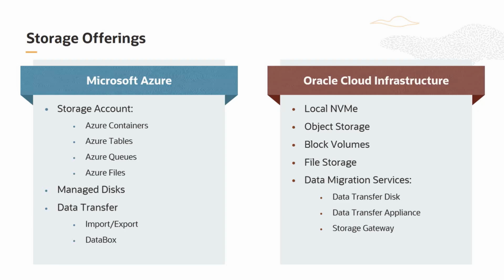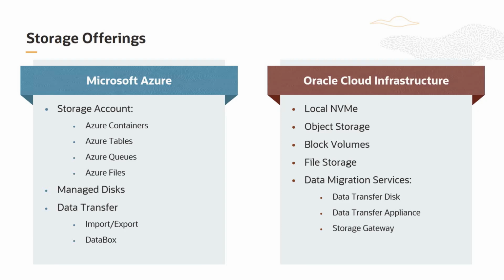In OCI, local NVMe is NVMe SSD-based temporary storage. It is the locally attached NVMe device to the OCI compute instance. OCI also provides object storage, block storage, which consists of both block volume and boot volume, and also provides a managed file system. OCI also offers offline data transfer solutions that let you migrate data to Oracle Cloud Infrastructure.